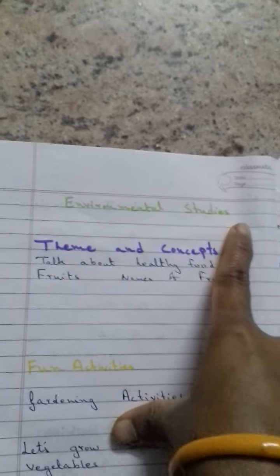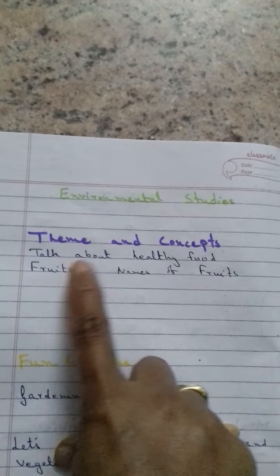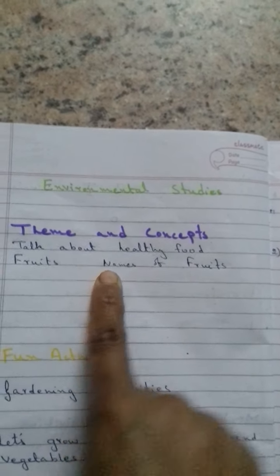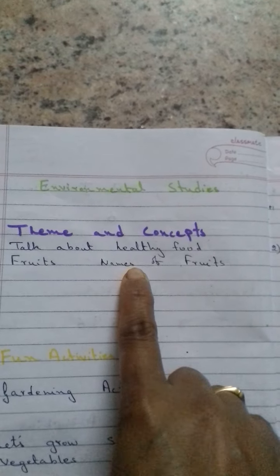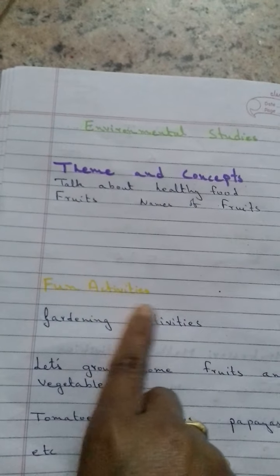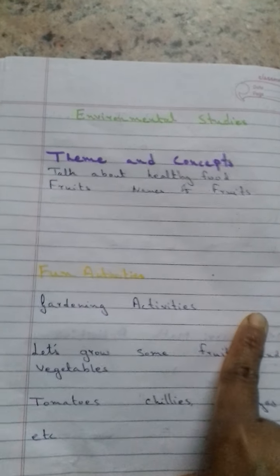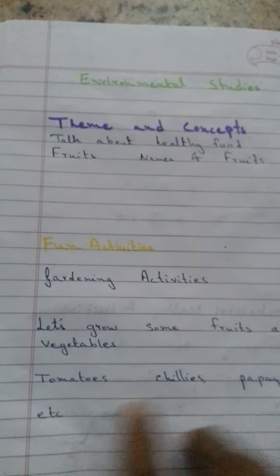It's a revision activity. Then in environmental studies, according to topic, theme and concepts, talk about healthy food. Then fruits, then the name of fruit in English, and you can ask the child to identify and name the fruit. All these activities can go. Then in fun activities, gardening activities you can do with the child. So we can grow some fruits and vegetables like tomatoes, chilies, papayas, etc.